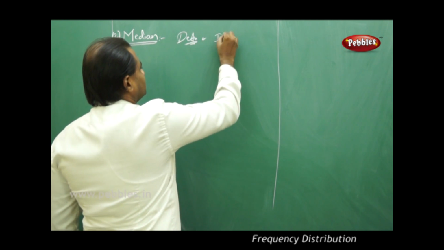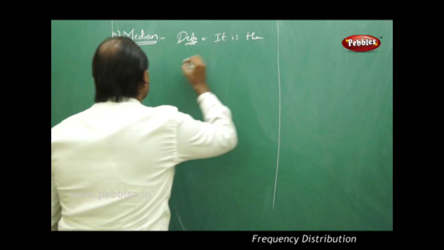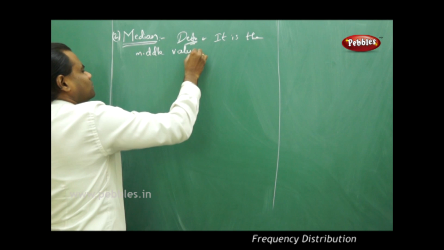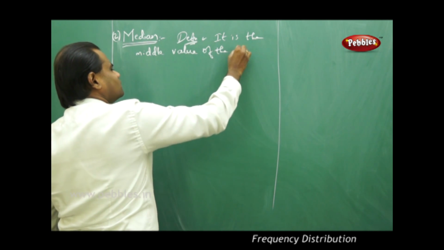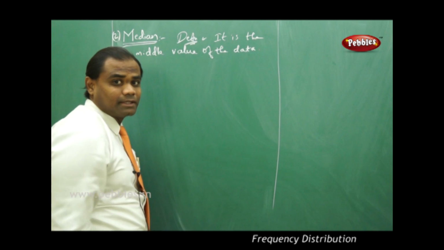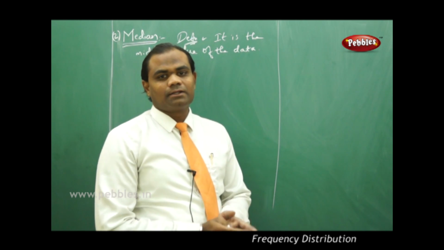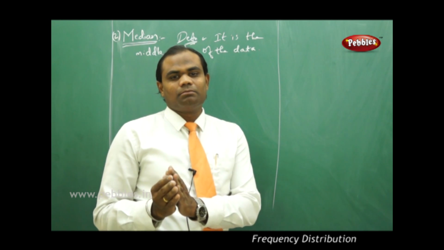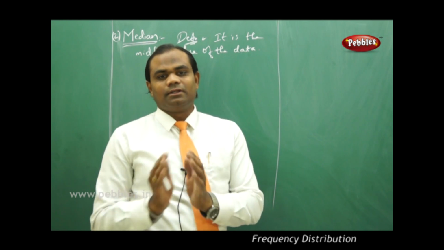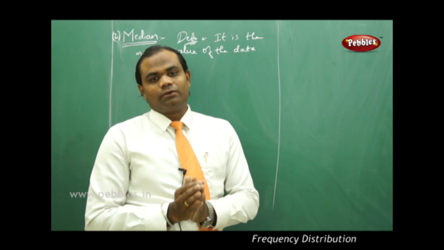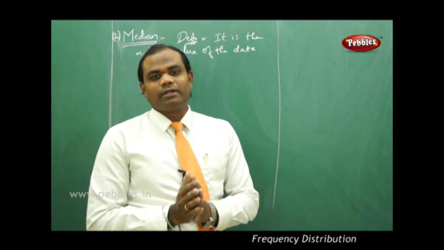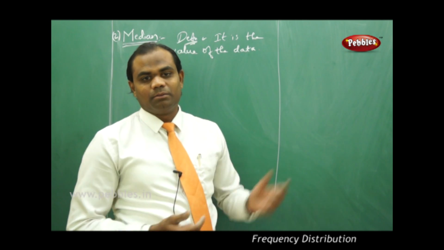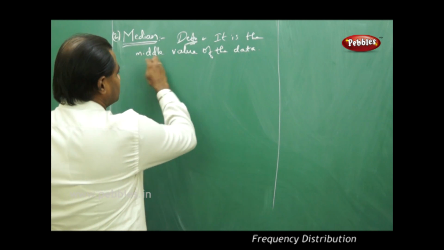Median is the middle value of the entire data. So it is assumed that the middle value controls the entire data. Therefore, because of the equal number of data on the left and on the right, the middle value is also assumed to have the tendency to control the entire data. Hence it is a kind of measure of central tendency, the median.